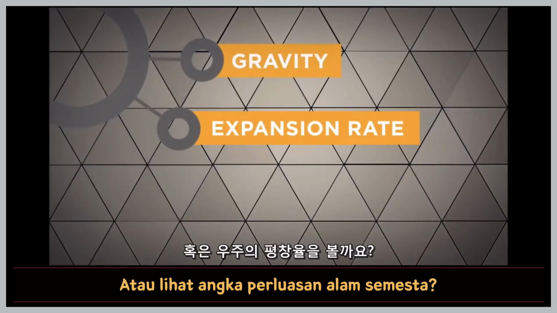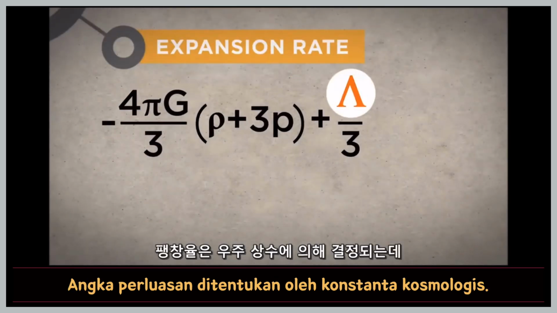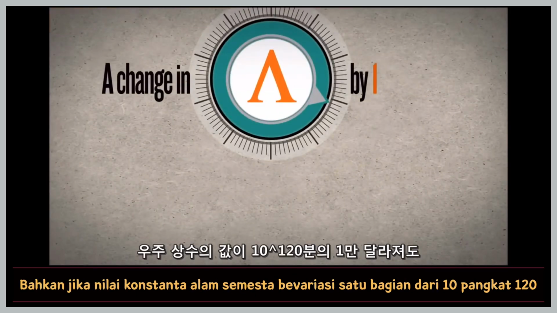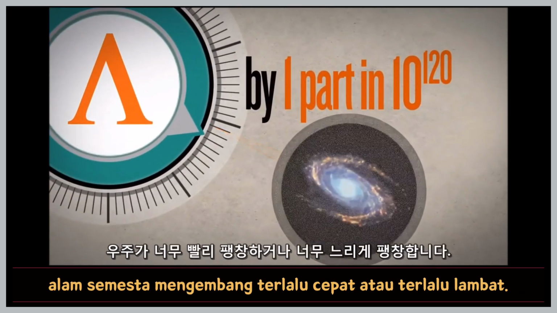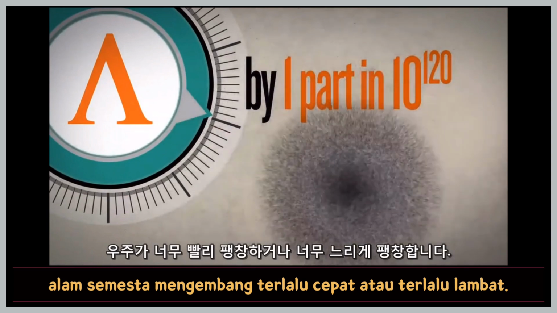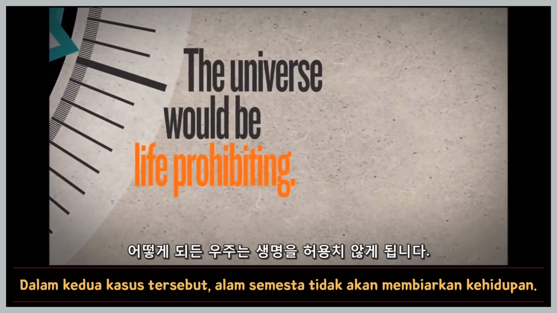Or consider the expansion rate of the universe. This is driven by the cosmological constant. A change in its value by a mere 1 part in 10 to the 120th parts would cause the universe to expand too rapidly or too slowly.